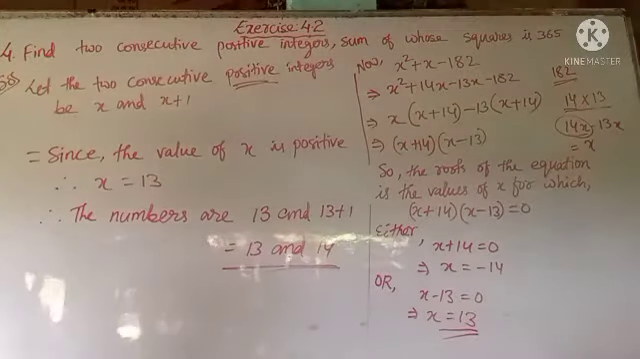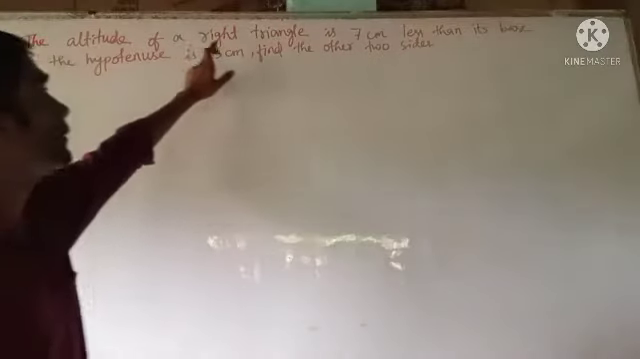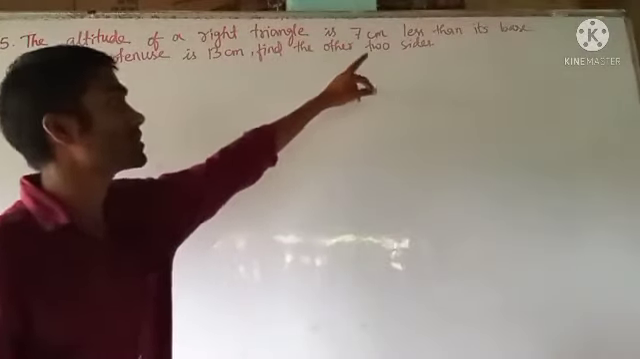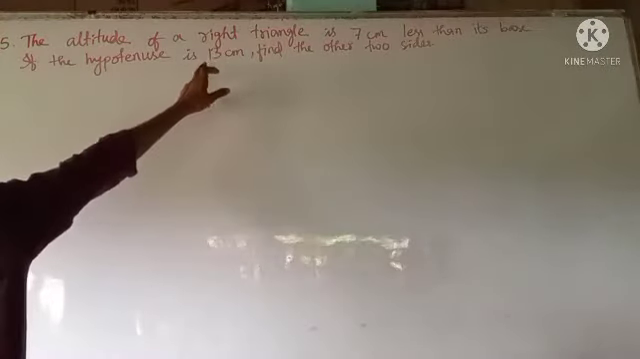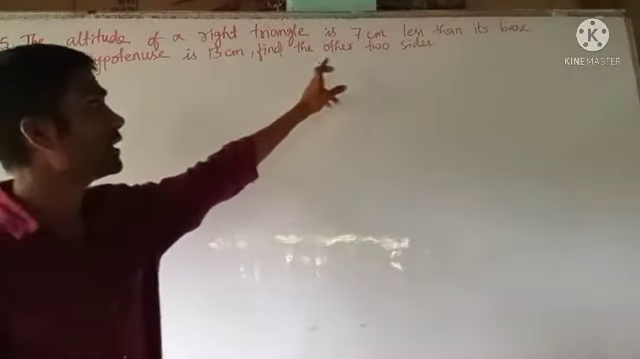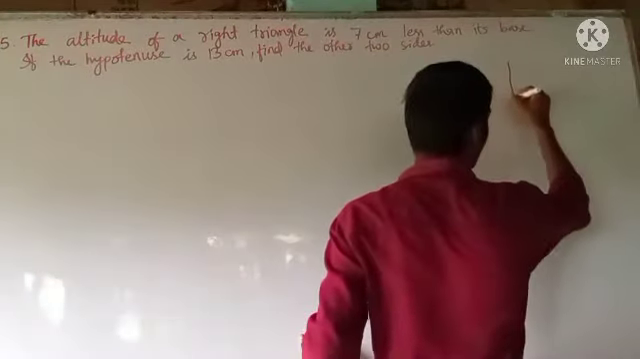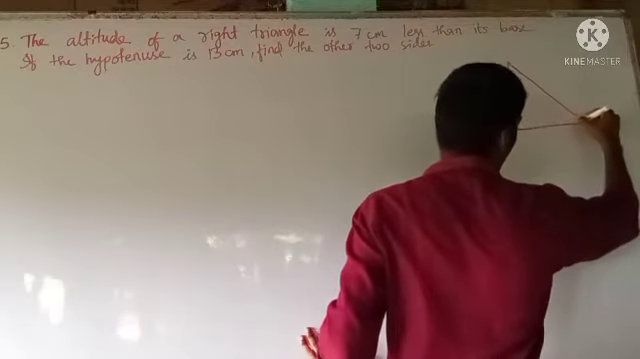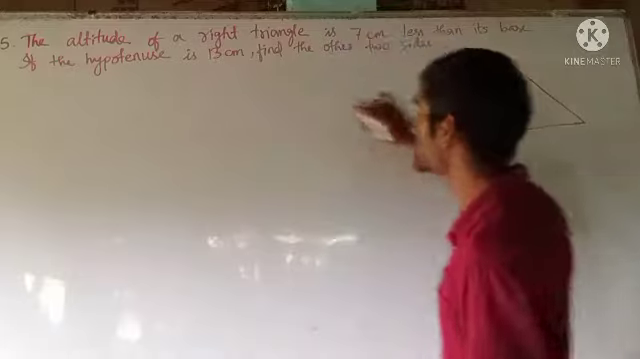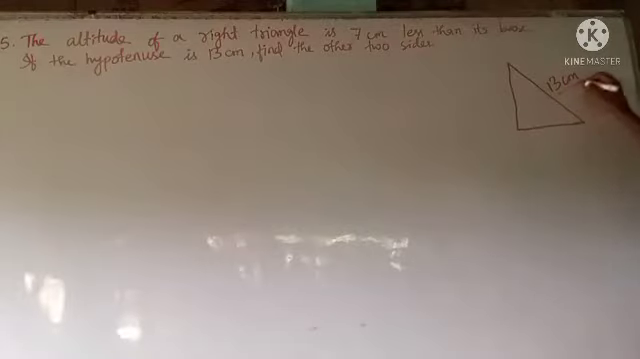Now let me show you question number 5. The altitude of a right triangle is 7 cm less than its base. If the hypotenuse is 13 cm, find the other two sides. Here it is said that there is a right angle triangle whose hypotenuse is given here, 13 cm. The hypotenuse, that is the longest side of a triangle, is given as 13 cm.